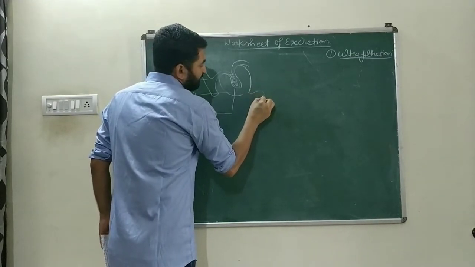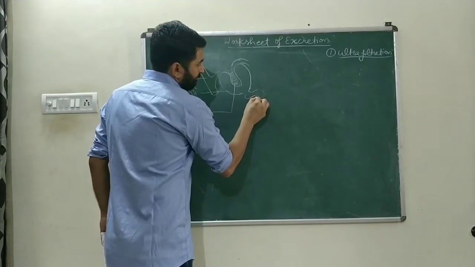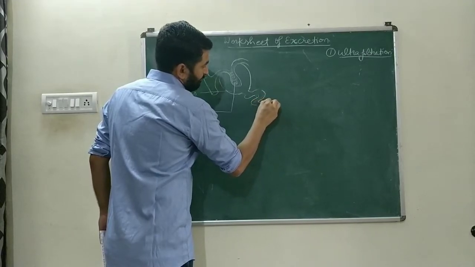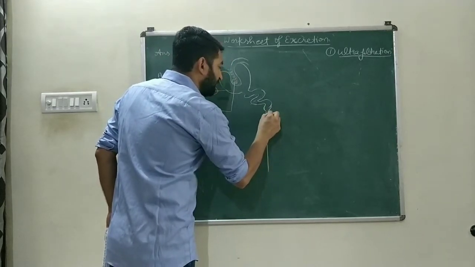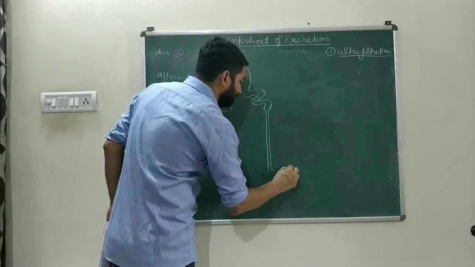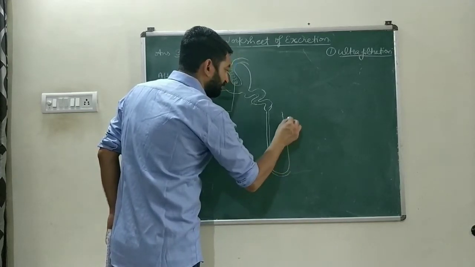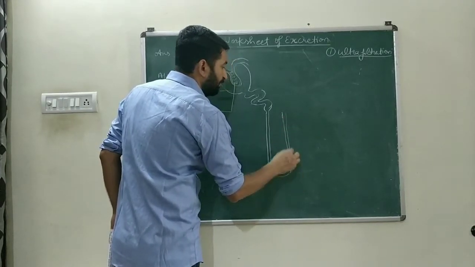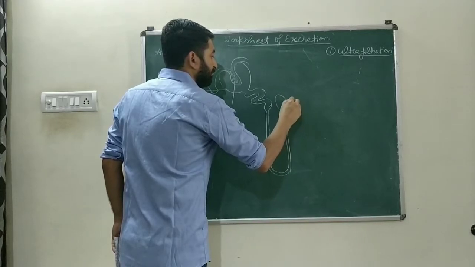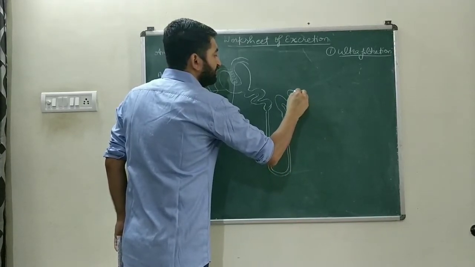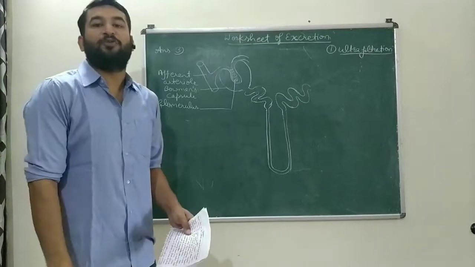Then a tubular part is formed. This tubular part is composed of 2 convoluted parts, which are in a sort of zigzag manner, and the other one is U shape, that is the loop of Henle.